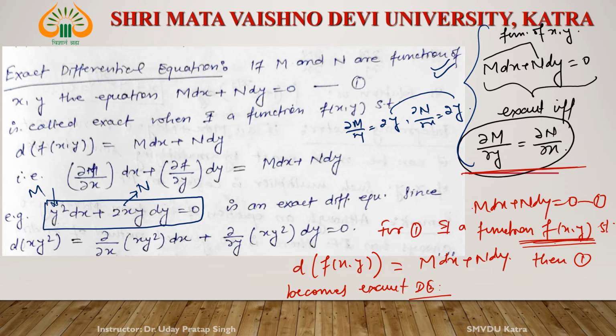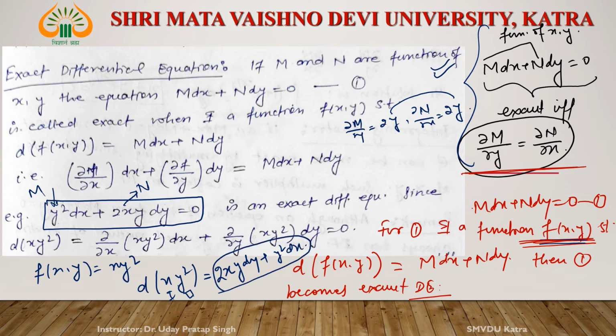And by the second method, does there exist any function f(x,y)? Yes. What is that function? f = x y square. If we consider f(x,y) equal to x y square, then its total derivative is, first function x, second y square. So x, and the derivative of y square is 2y dy, plus y square times the derivative of x. So there is a function whose total derivative is this differential equation. Hence this differential equation is exact by this method also.